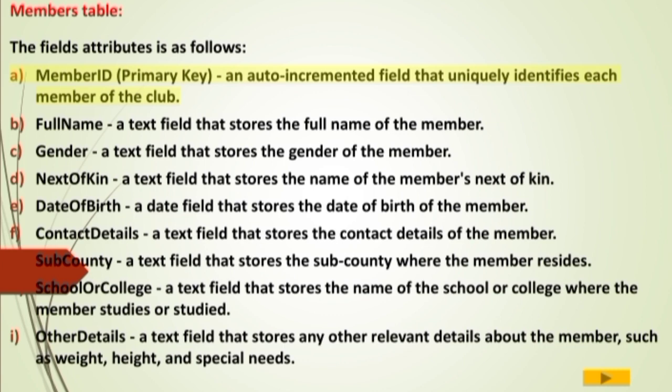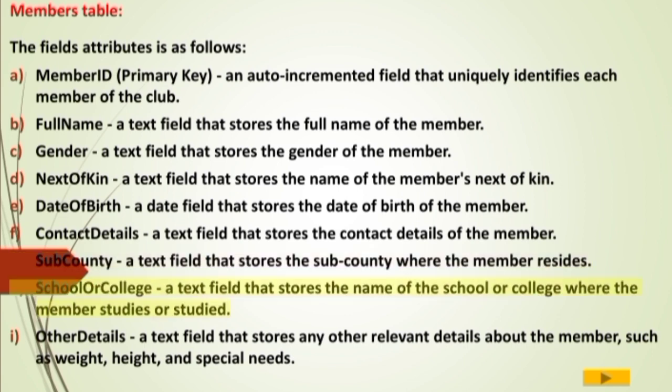A. Member ID, primary key, an auto-incremented field that uniquely identifies each member of the club. B. Full name, a text field that stores the full name of the member. C. Gender, a text field that stores the gender of the member. D. Next of kin, a text field that stores the name of the member's next of kin. E. Date of birth, a date field that stores the date of birth of the member. F. Contact details, a text field that stores the contact details of the member. G. Sub-county, a text field that stores the sub-county where the member resides. H.